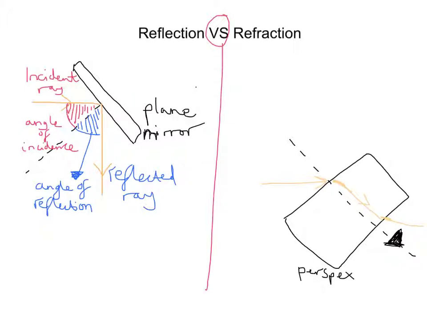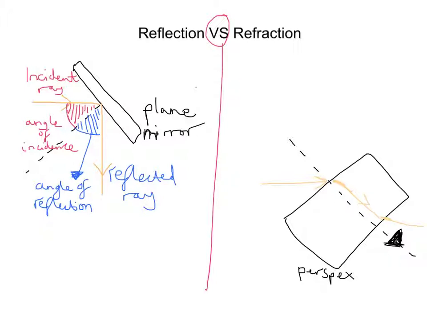So the light ray comes in at an angle, the refracted ray within the perspex would bend towards the normal, and then as the ray leaves the perspex and goes into the air, because the two are of a different density, the direction is once again changed and it will deflect away from the normal. It refracts or bends away from the normal.